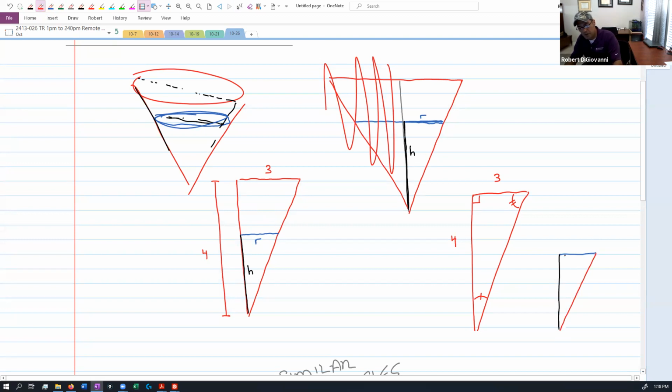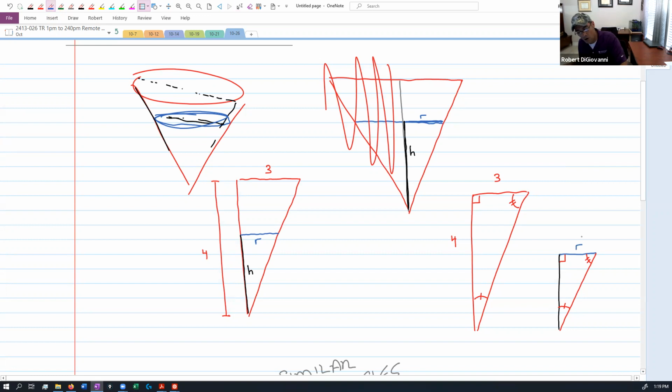But I know that this is also a right angle, right? That's 90 degrees. And both of these triangles share this angle right here. So this angle has to be the same as this one. If they both have a 90 and they both have this same angle, that means this last angle has to be the same too. These two have to be the same, and so they are similar triangles. You with me?